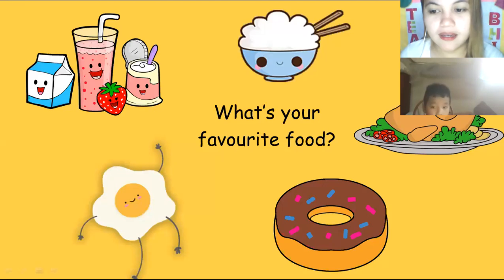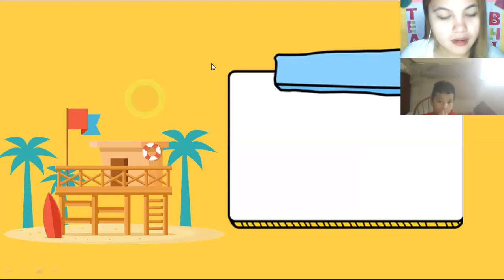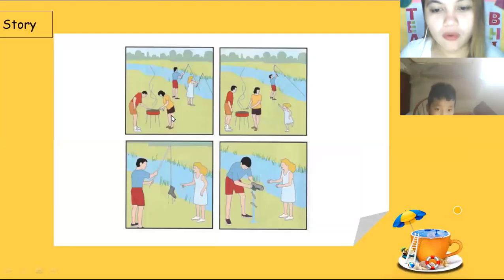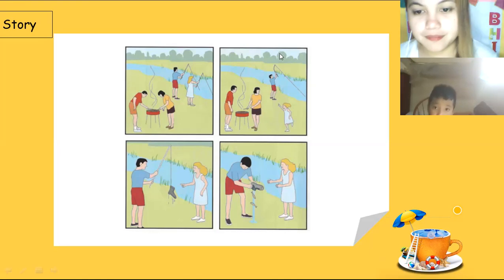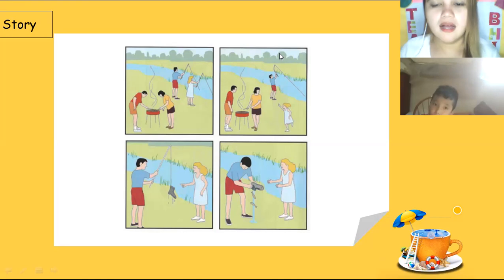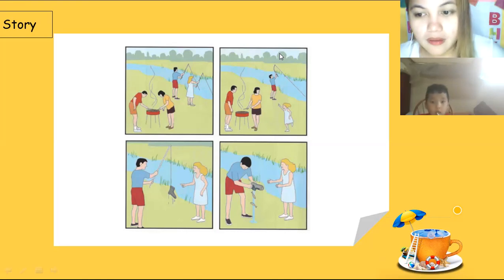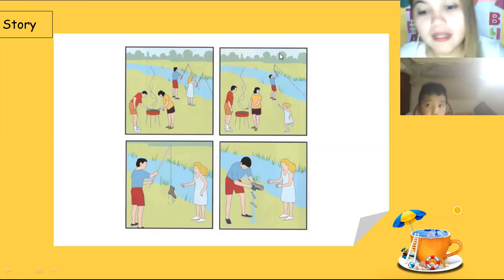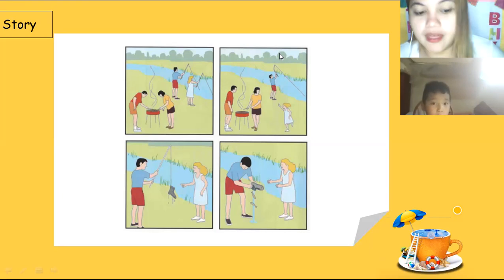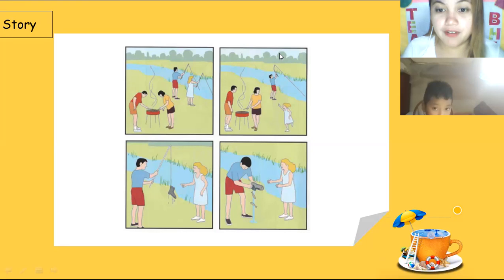All right, now Monkey, you can see here in the picture there is a story. Now, can you make a story out of the four pictures that you can see on the screen? Okay, teacher will give you an example. On the first picture, the family is on the river. They are having a picnic and they are fishing too.